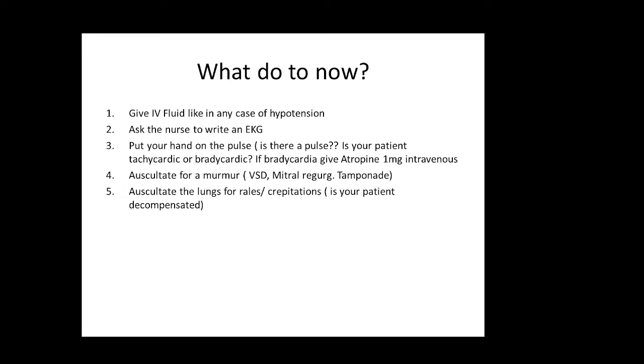If you do feel a pulse, then try to determine whether this pulse is too slow or too fast. If the pulse is too slow, then you give atropine. If the pulse is too fast, then you think about other causes. You don't think about AV blocks or something like that. At the same time, try to auscultate for a murmur. If you do auscultate a murmur, you might think about ventricular septal defect or papillary muscle rupture with secondary mitral regurgitation, or even pericardial tamponade.